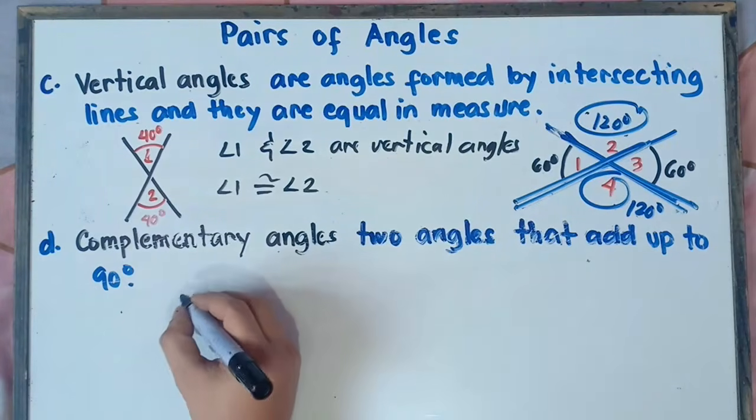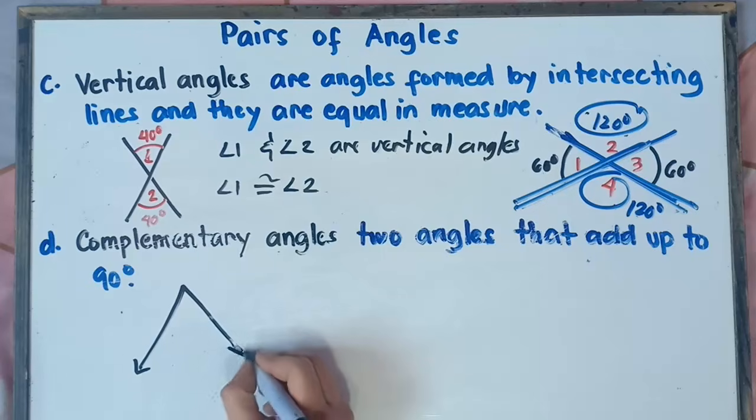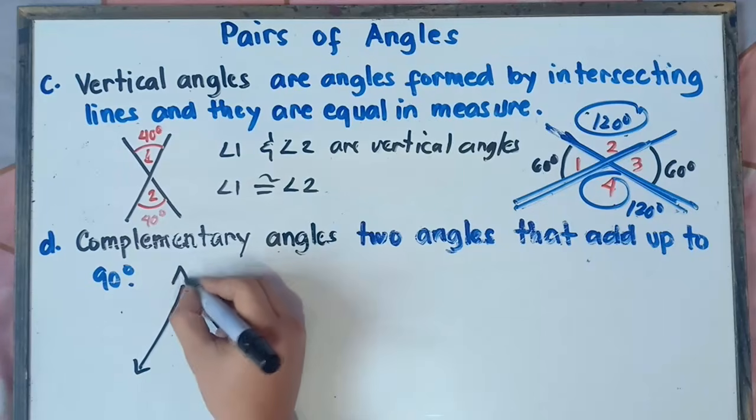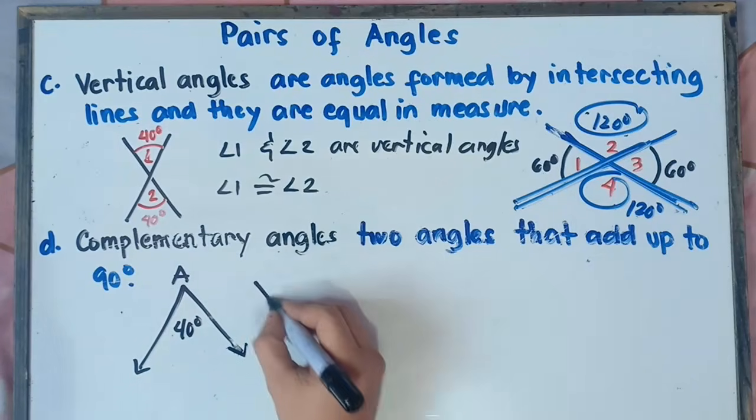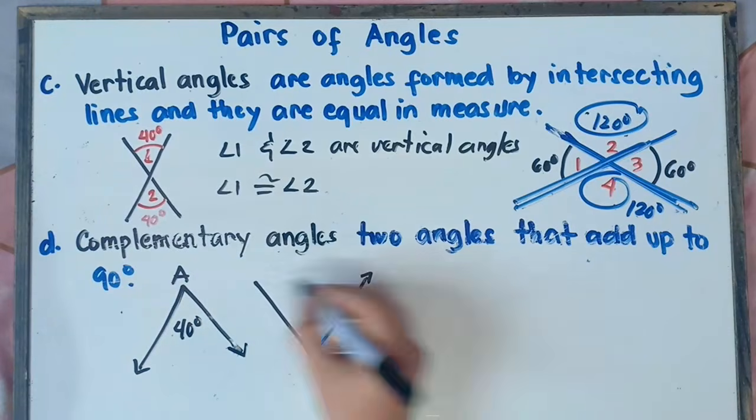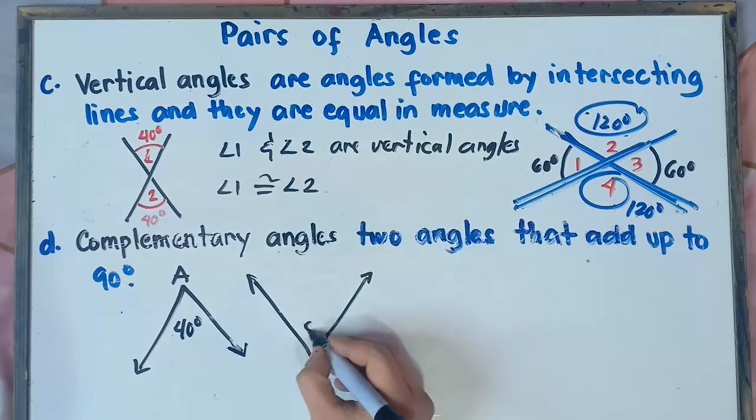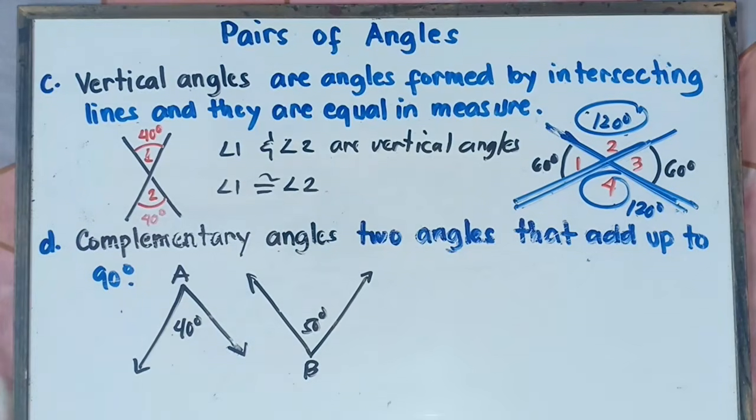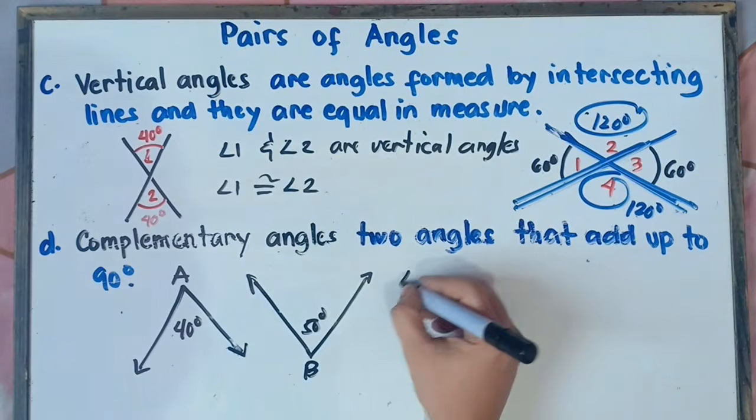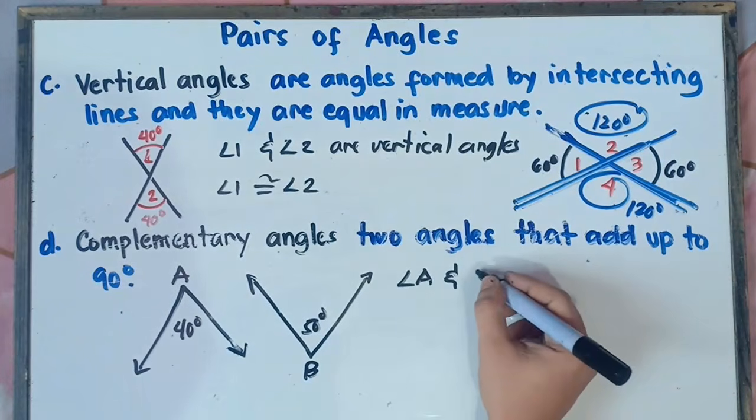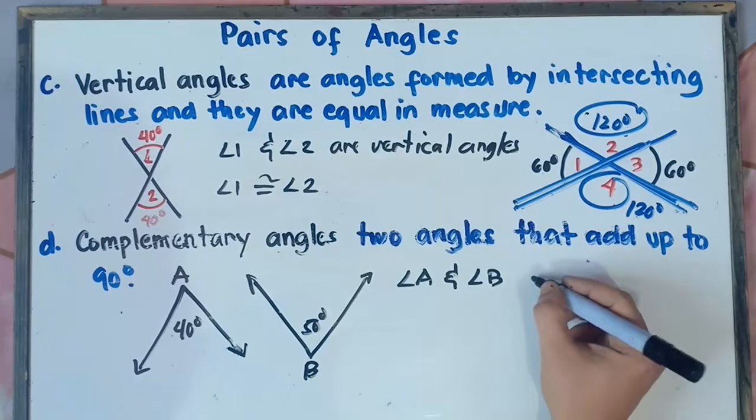Let's have an example. If we have this angle right here, this is 40 degrees for angle A. In another example, we have 50 degrees for angle B. Can we say, class, that angle A and angle B are complementary angles? Yes, we can say that angle A and angle B are complementary angles.